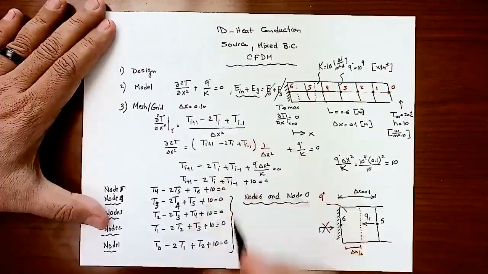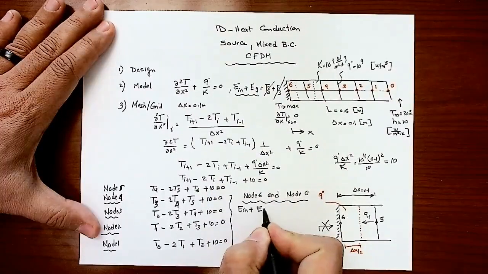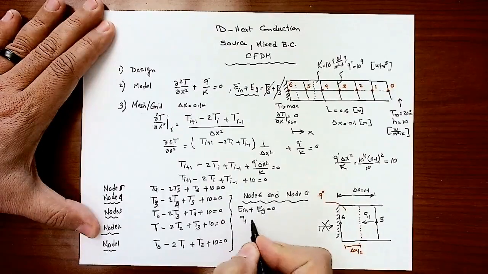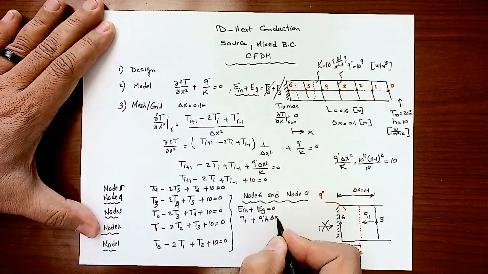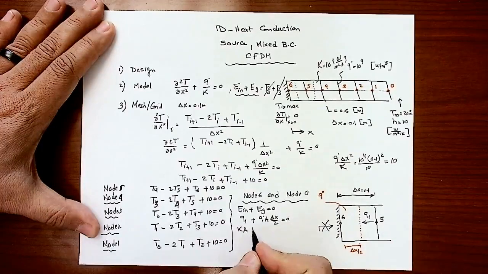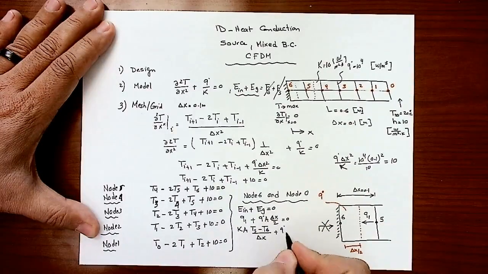So now if I apply the energy balance equation, energy in plus energy generated will equal 0. Energy in will be only Q1, plus energy generated will be Q dot times the volume of the element, which is going to be A times delta x over 2. That should equal 0. This Q is coming by conduction, so it's going to be K times A times (T5 minus T6) divided by delta x, the distance between the nodes, plus Q dot A delta x over 2 equals 0.